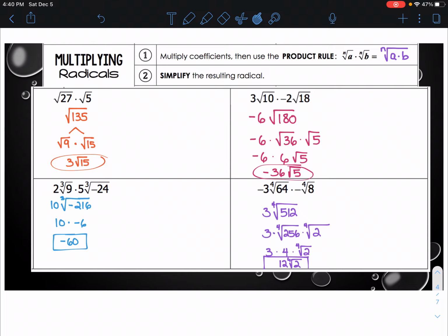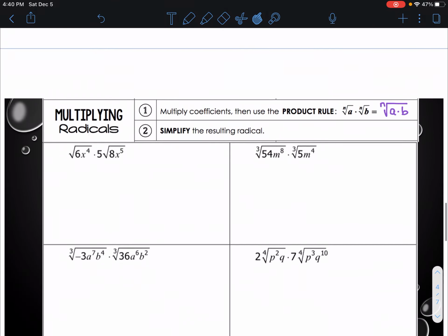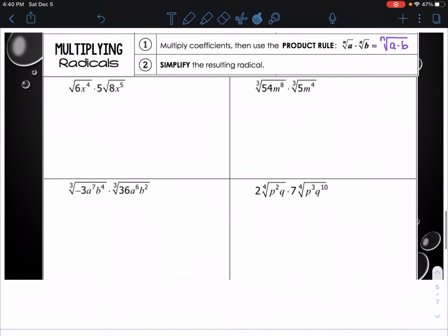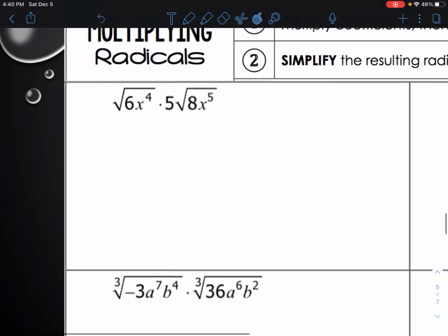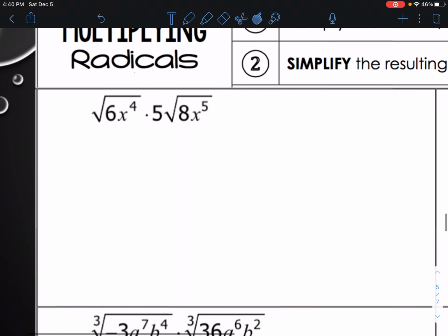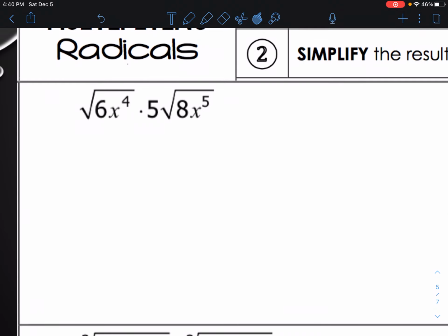And I want to go through a couple other ones with some variables in here. So we'll take a look at these as well, and then talk about binomials and how those work. So let's see. Here, same premise applies. Just remember when we multiply things with variables and exponents, we add the exponents.